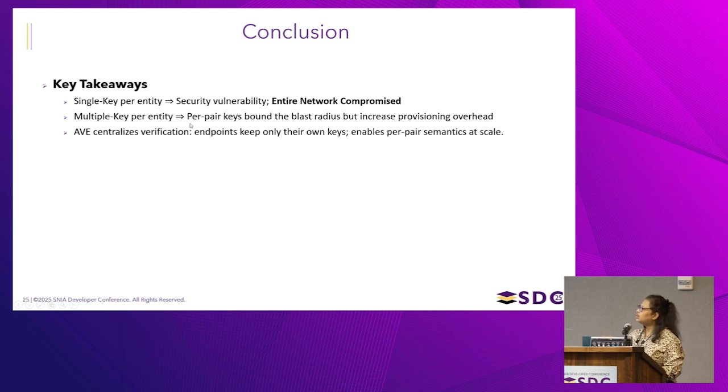So in conclusion, these are the takeaways. We talked about primarily single key per entity, which has a security vulnerability. And if one of the entities is compromised, the entire network is compromised. And multiple key per entity, it's a per pair keys, and the security blast radius will be reduced, but it has a provisioning overhead. And AV centralizes the entire verification process. Now the endpoints or the entities only keep their own computation keys, and it enables per pair semantics at scale. That's all. Thank you.